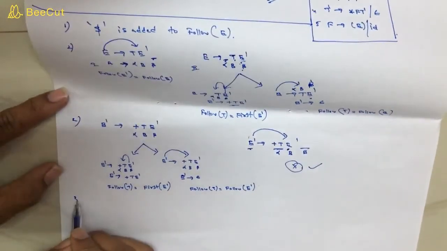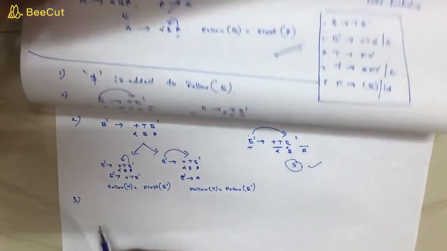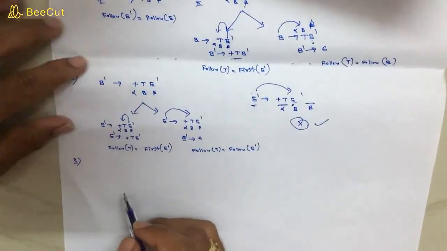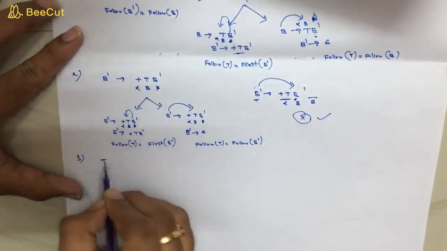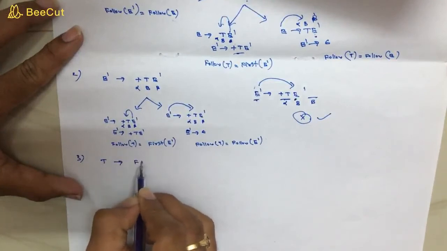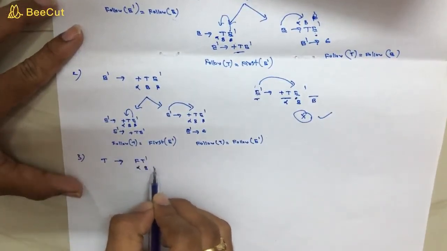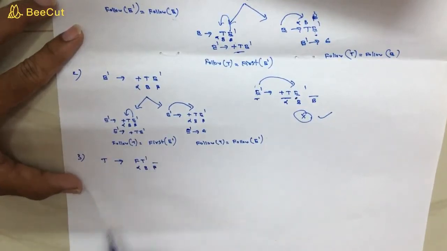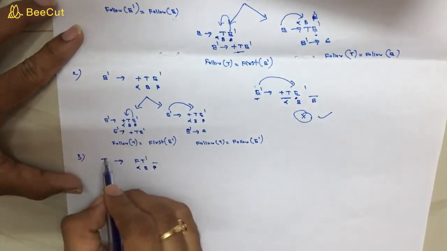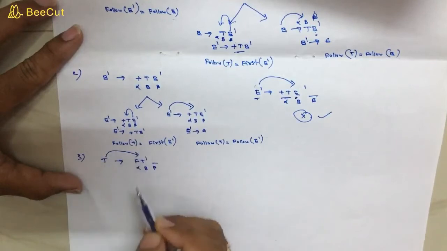So if we take another production, the third production for this one, the production is T tends to F T dash. The production is in the form of alpha B beta. By default, I am taking beta as an epsilon. In such a case, follow of T is added to follow of T dash.